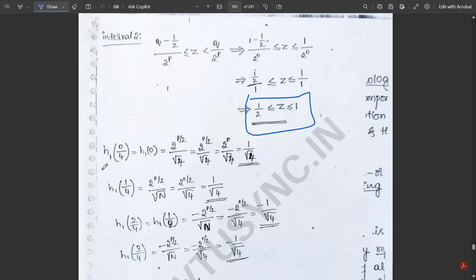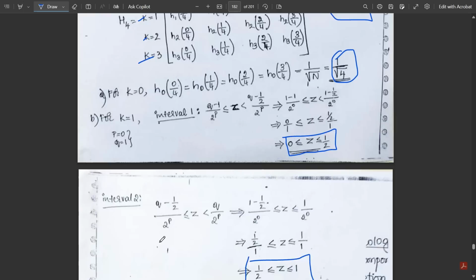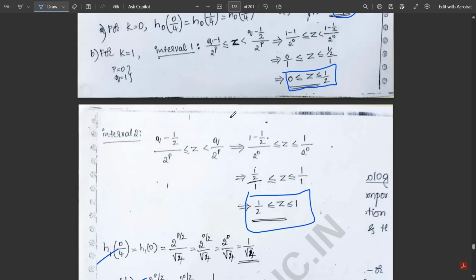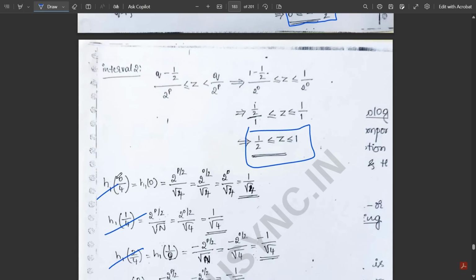Now find the values of h1 of 0 by 4, h1 of 1 by 4, h1 of 2 by 4, and h1 of 3 by 4. That is the second row elements. Okay, this is the second row elements for k equal to 1. So one by one you find. First is h1 of 0 by 4.